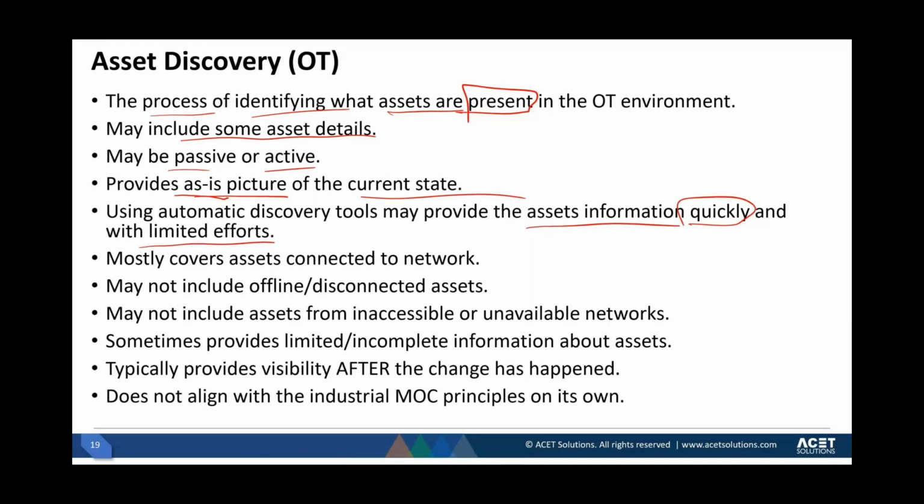In most cases, they cover assets connected to the network. So obviously there are network asset discovery tools. If an asset is not connected to the network, the tool will not be able to see it, unless you have some kind of agents installed, but I'm talking in more general terms. It may not give you the asset inventory of offline and disconnected assets. Obviously, if a computer is off or not even connected to the network, it's not going to be able to detect it.